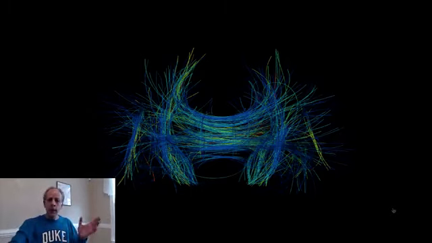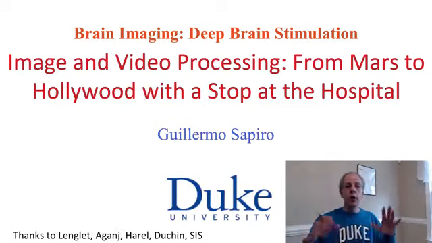Now, this has many, many uses. For example, you can use diffusion imaging for the very exciting area of deep brain stimulation. And I want to discuss what deep brain stimulation is and some of the image processing challenges there. So let's do that now.